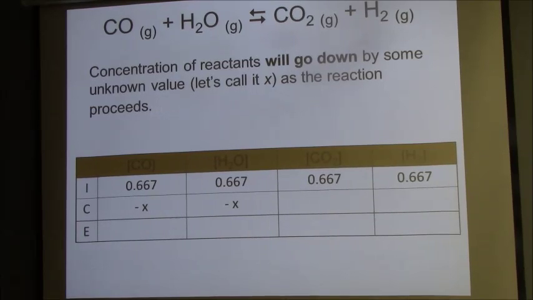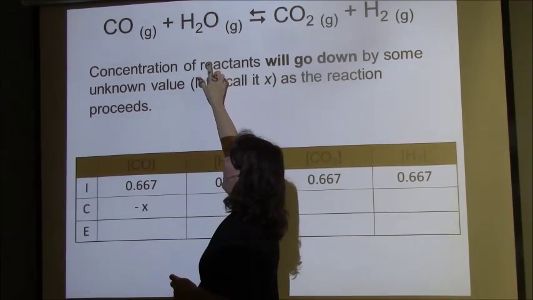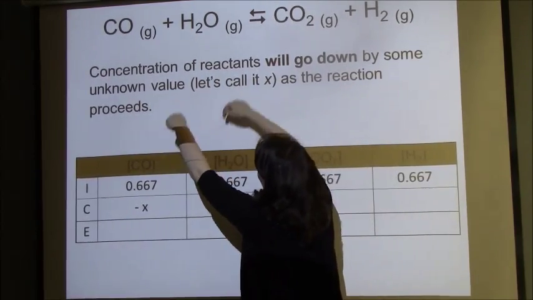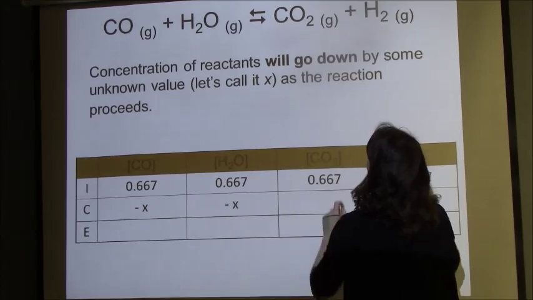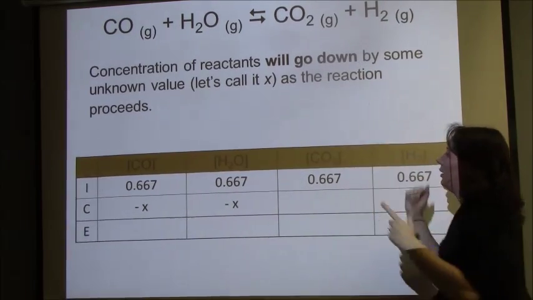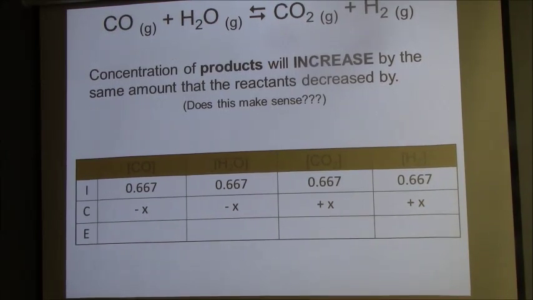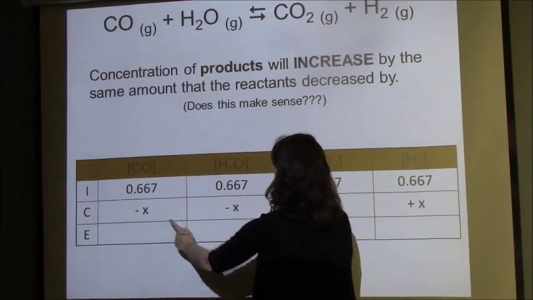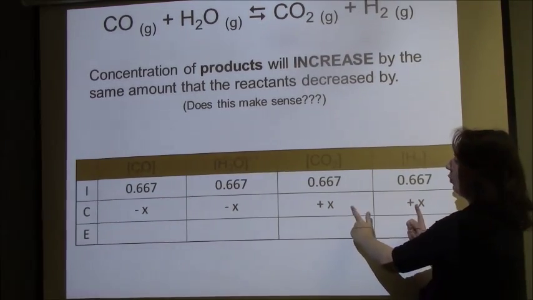Now, we know based on the law of conservation of mass that as this reaction proceeds, carbon monoxide and water concentrations are going to go down, right? Because for this reaction to go this way, these 2 substances' concentrations need to go down. And likewise, these concentrations are going to go up. But we don't know how much they're going to go down by or how much they're going to go up by. We just know that they're going to go down. So the amount that the reactants go down by is the same amount that the products go up by. Does this make sense? Make sure you understand why we're doing this.